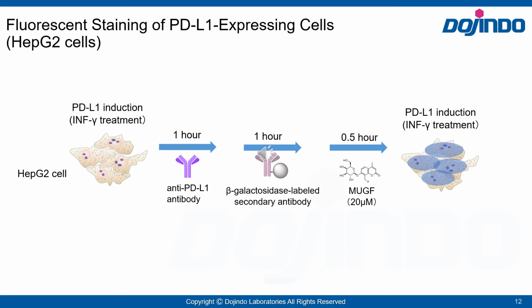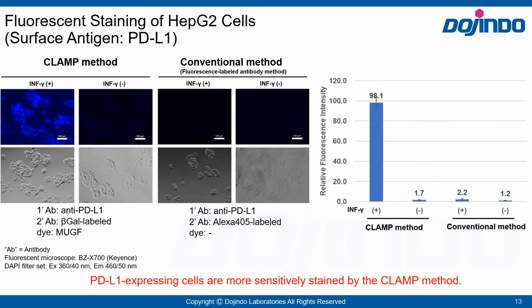Here we have another example, now using live HepG2 cells. The surface antigen we are looking for is PDL1, a known cell surface marker for cancer. HepG2 cells do not normally express PDL1 on their surface, but are known to do so in the case of certain cancers. Alternatively, INF-gamma can be used to induce cell surface expression of PDL1. INF-gamma treatment was used, and we performed an experiment to verify that only cells with induced antigen expression were going to be stained. Here we have the results of the experiment.